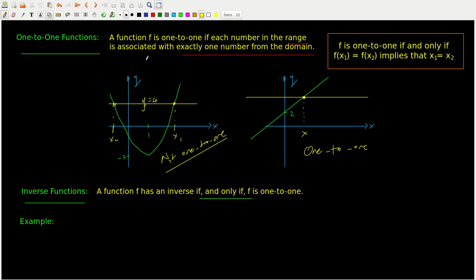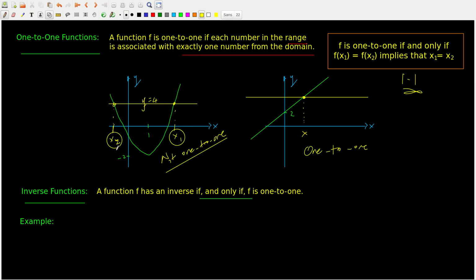So let's express this idea of 1-to-1 functions a little more mathematically, and you can see it up here. This is our formal definition of a 1-to-1 function. We say f is 1-to-1 if f of x1 equals f of x2 implies that x1 equals x2. What does that mean? Well, let's go back and look at this picture. Let's look at the quadratic. There are 2 values here for x that have the same y value.